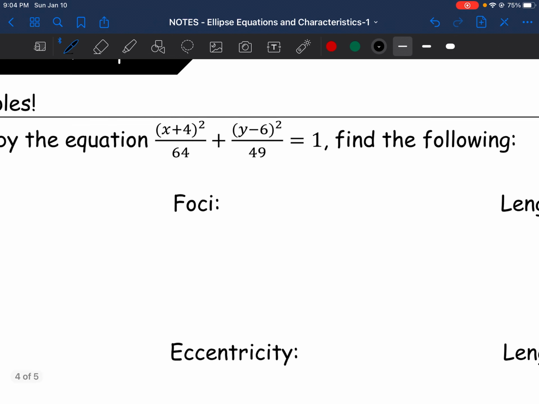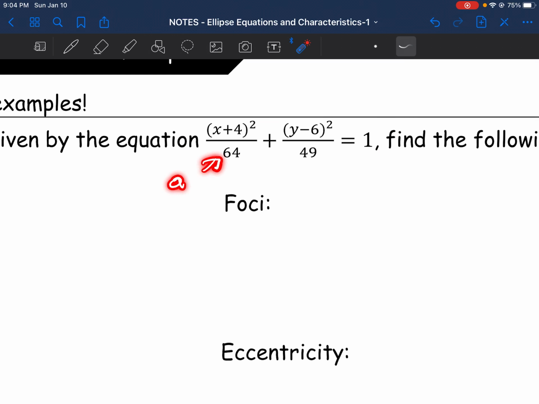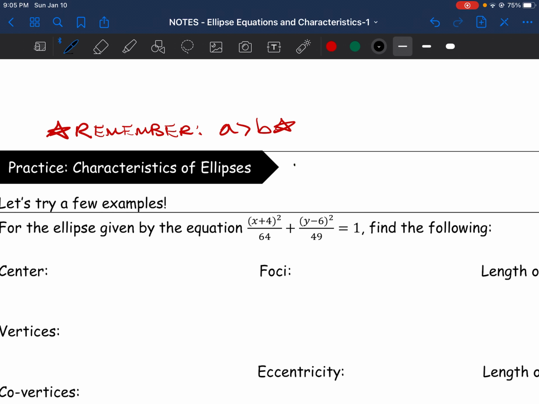So notice that this equation is in standard form. And in standard form, the bottom is A squared and B squared. And remember, since A is bigger than B, that means 64 is A squared, 49 is B squared. So let's go ahead and calculate A, B, and C. A is going to be the square root of 64, which is 8. B is going to be the square root of 49, which is 7.